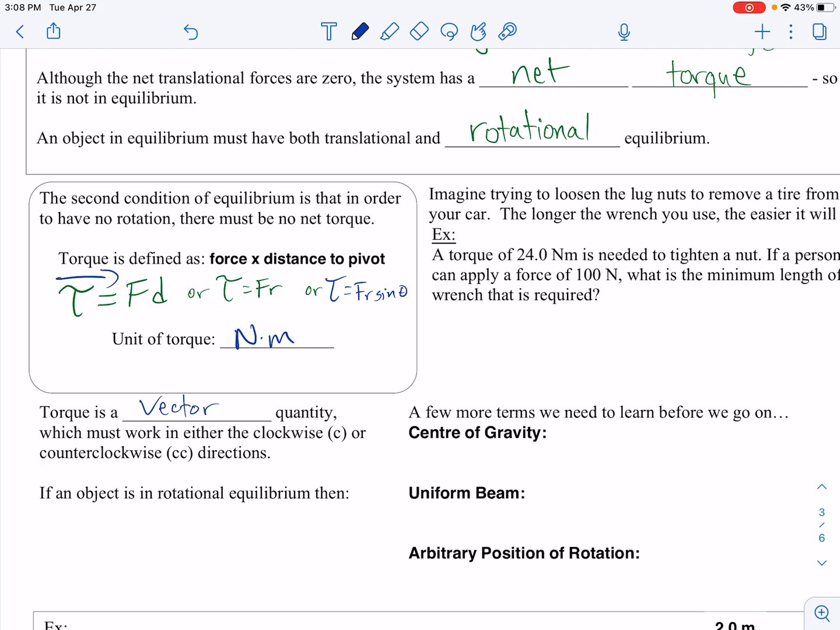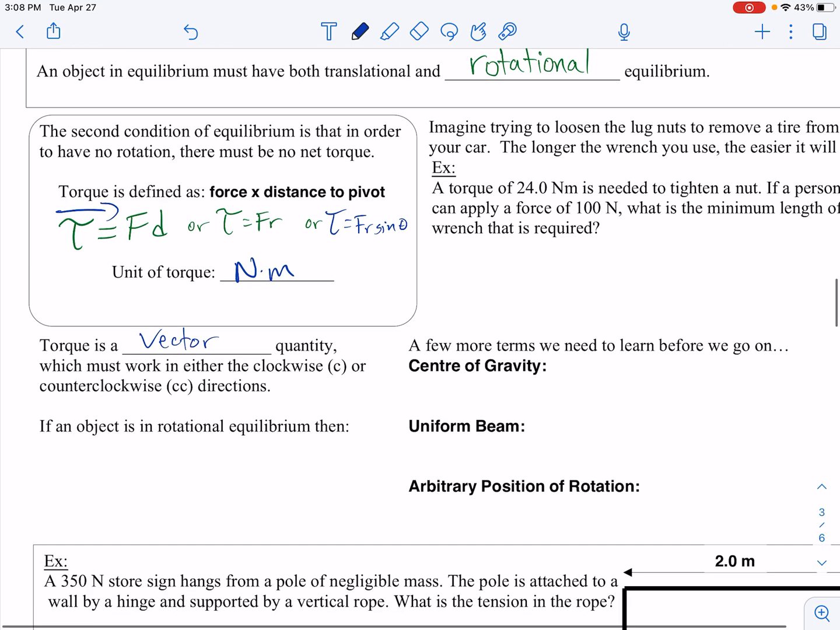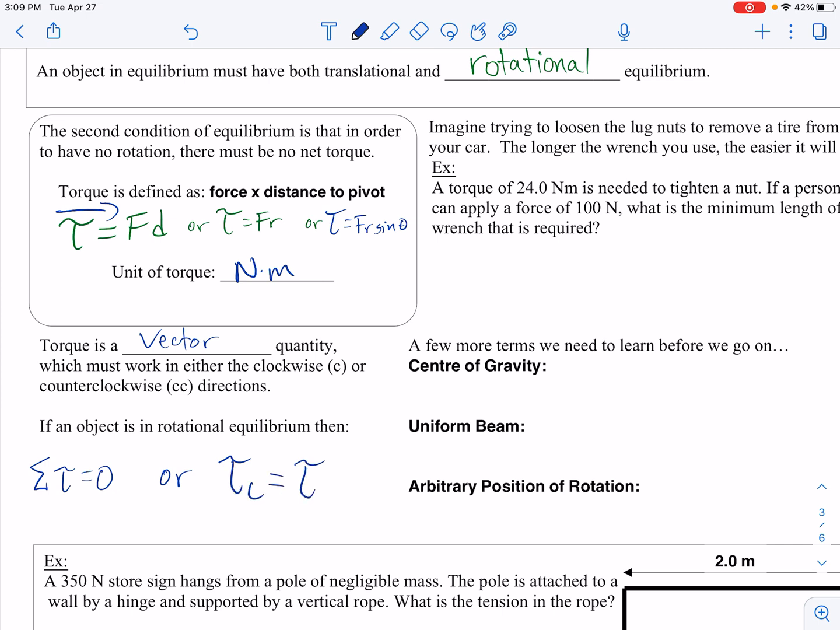So when we talk about an object being in rotational equilibrium, that essentially means that our net torque will equal 0. Another way we could say this: we're talking about rotational motion, so there's two different directions. An object can be moving clockwise or counterclockwise. If it is in rotational equilibrium, then our clockwise torque is going to be equal to our counterclockwise torque. So when you see C or CC, that references clockwise or counterclockwise.